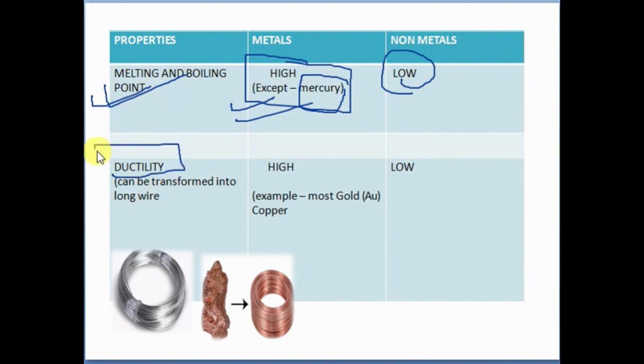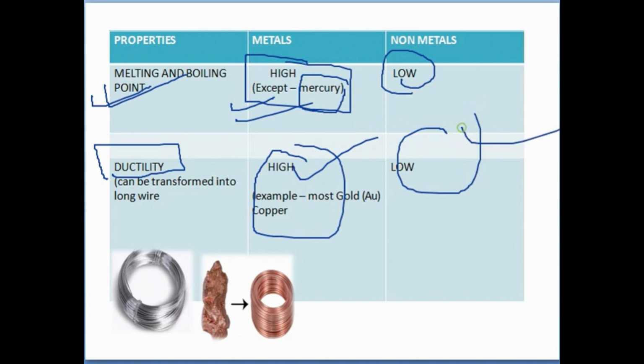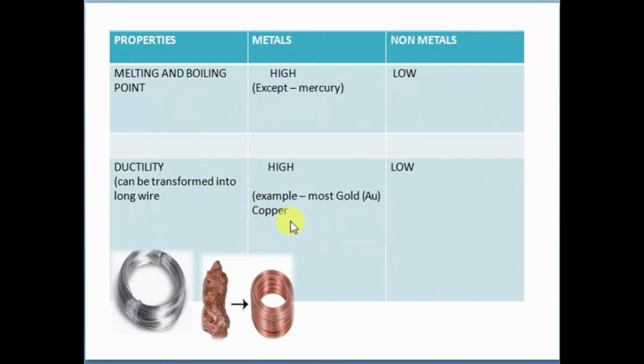Then if we talk about ductility, ductility means they can be transformed into long wires. In shops you must have seen silver coils, aluminum coils, which you use for different projects. For making flowers, the stick which you use, that is a silver coil. So that is a metal. Metals have high ductility, non-metals have low ductility. The example is gold. It is the most ductile. After gold we have copper, which is the next most ductile.